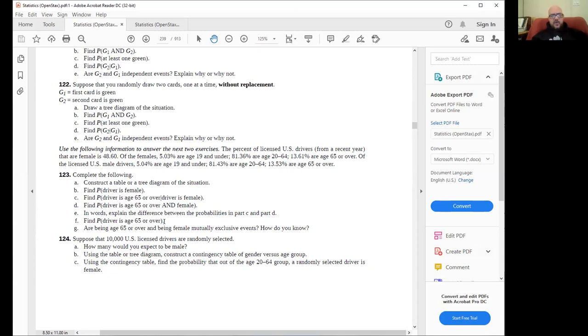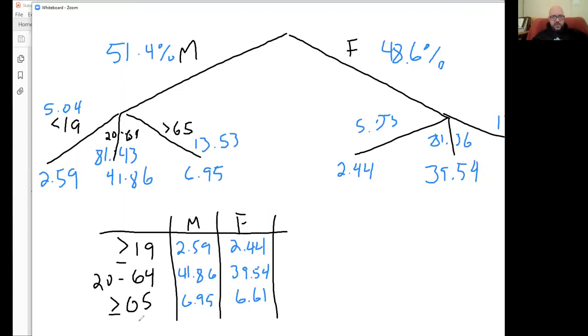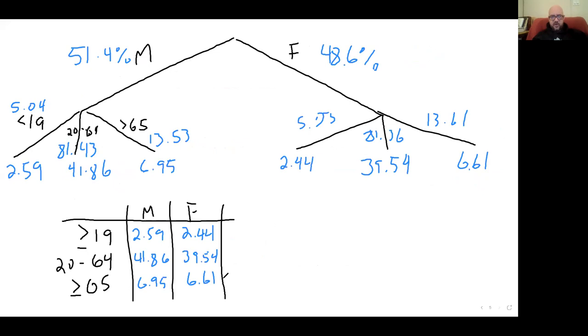Find the probability that the driver is age 65 or over. So now we're looking at just this row here, 65 or over. We want to add those up. What's that? 13.56%. So 13.56 is what you get when you add those up.